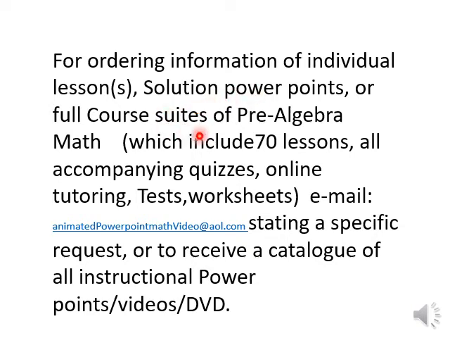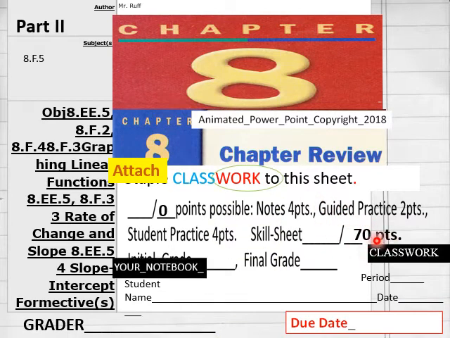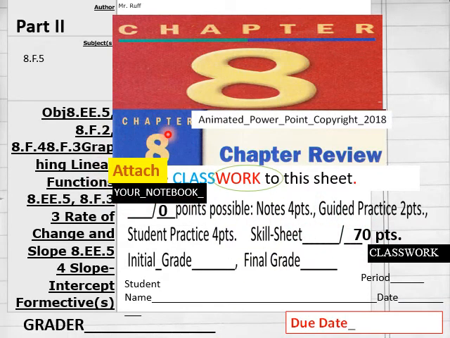Hello everybody, getting ready to do Chapter 8 Review and Summary Part 2 today, Pre-Algebra Math. On your classwork sheet you got 70 points, and we're about ready to do Chapter 2. So students, put your name, date, and period on your phone, your tablet, your Chromebook, or your paper.